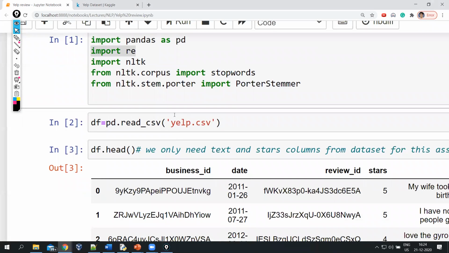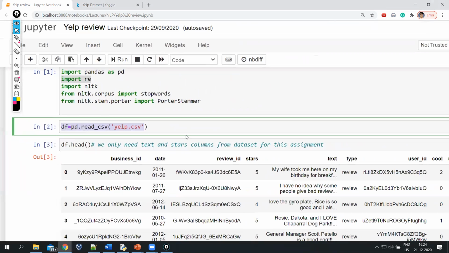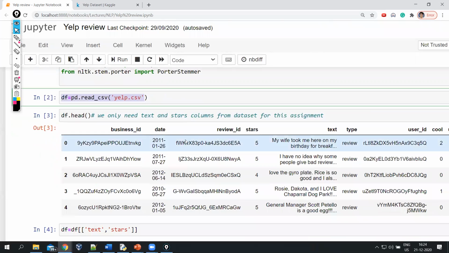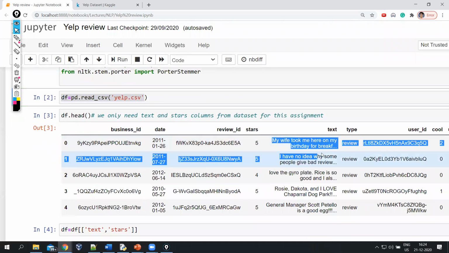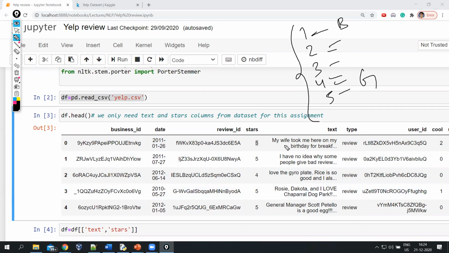Now this is my CSV file. You can see the head portion of it, the top five rows, using the head function. We have business id, date, review id. This is my text which I need to analyze. And some stars are given, like you give star 1, 2, 3, 4. In this dataset I have stars from 1 to 5. 1 means a bad review and 5 means a good review. You know all about this from how Amazon works. The same way Yelp also works.